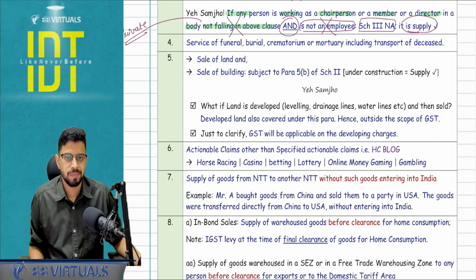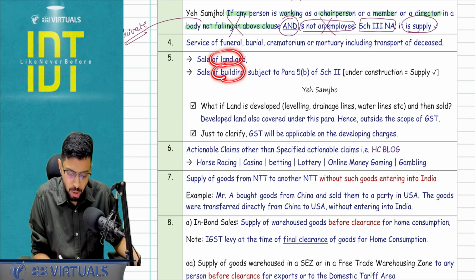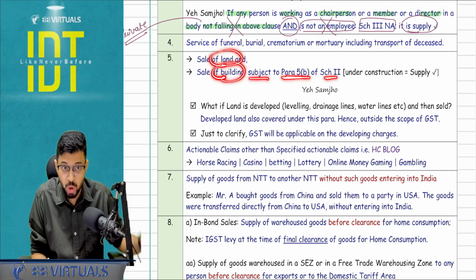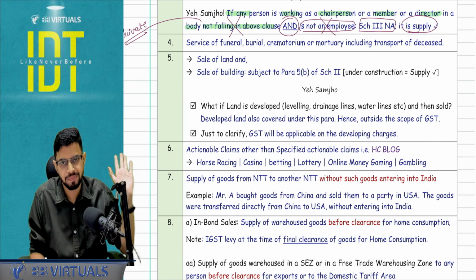Everything is non-supply. Land building we have already covered. Land non-supply, building non-supply subject to para 5b schedule 2 that we covered, that if it is under construction it can be a supply, otherwise non-supply.